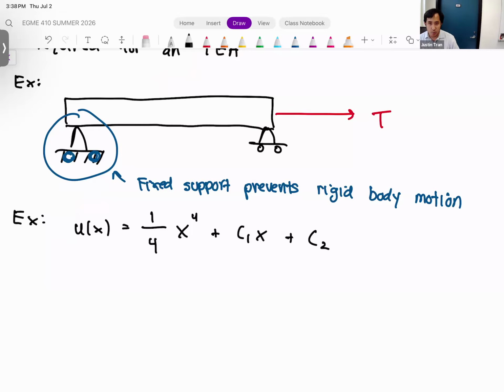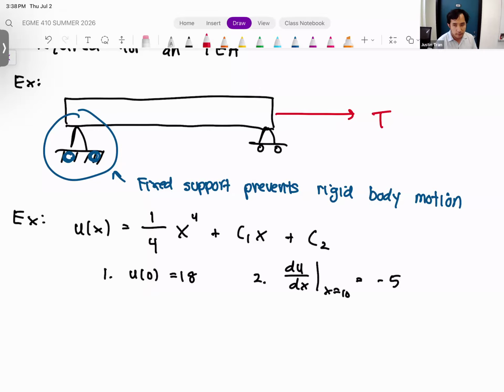we solved our differential equation. We ended up with this general solution here: 1/4 x to the fourth plus c1x plus c2. Remember, we had two boundary conditions for this. We had one, u of 0 is equal to 18, and two, du dx at x is equal to 10 is equal to -5. So we've already established here that our constraint type boundary condition is the first one, u of 0 is equal to 18.